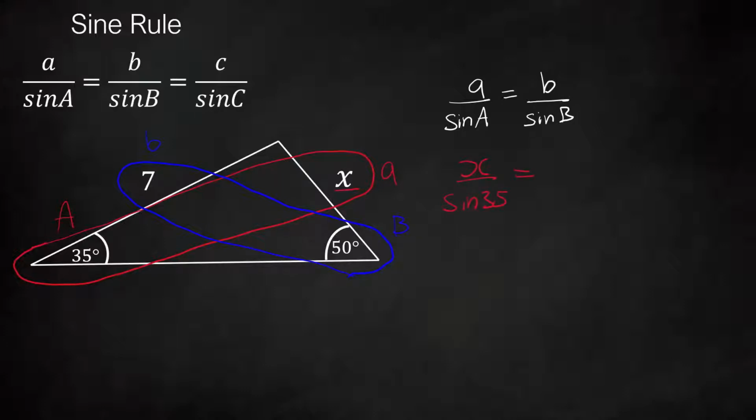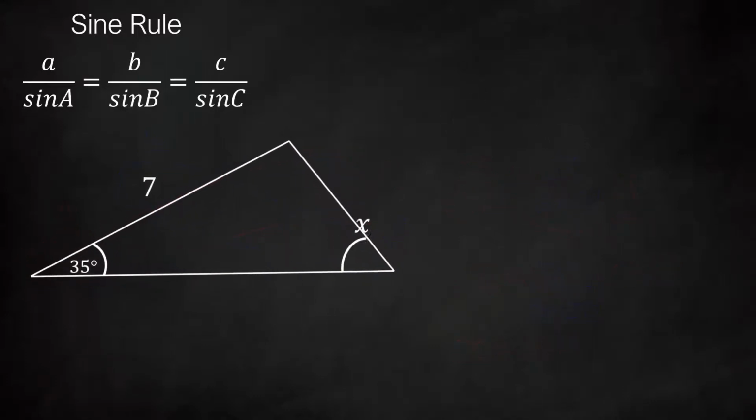So x is a, so it's just x over sine 35 equals 7 over sine 50. And in order to get x on its own, we can times both sides by sine 35, which just amounts to bringing sine 35 up to the other side. So we get x equal to 7 over sine 50 times sine 35, and you pop that in your calculator, x comes out to be 5.2. And let's look at another example.